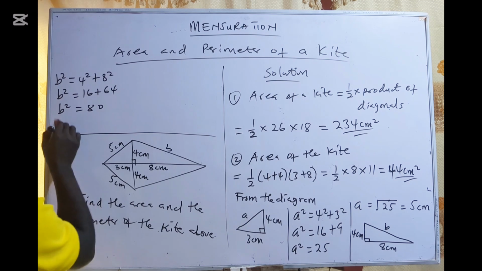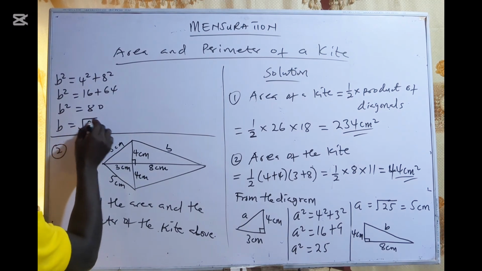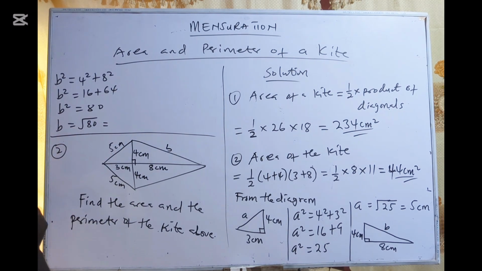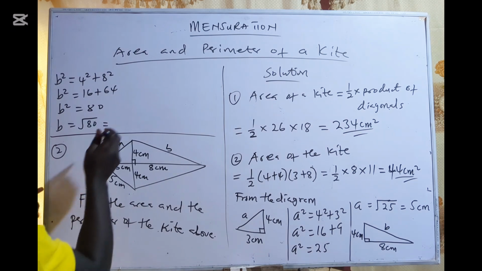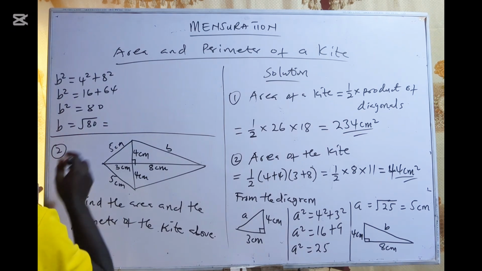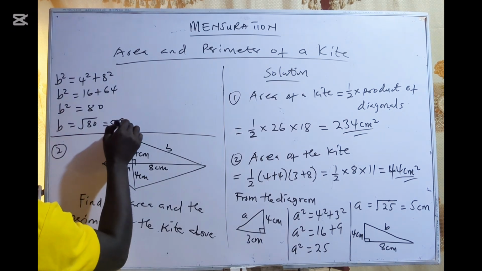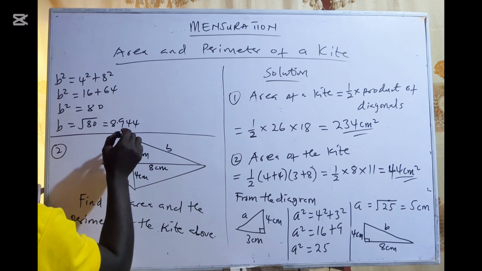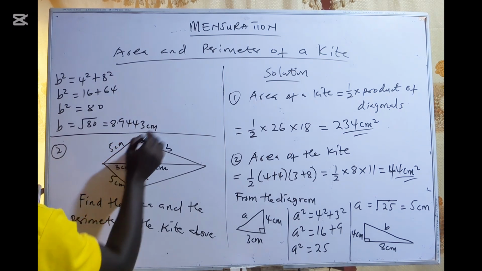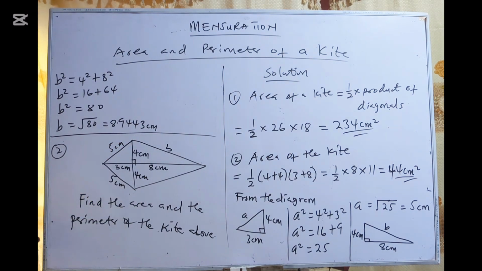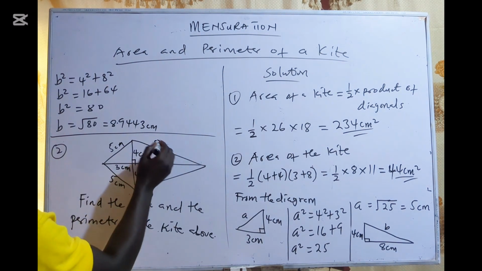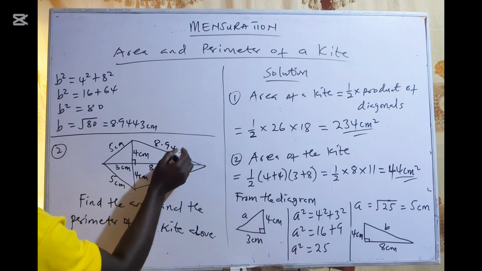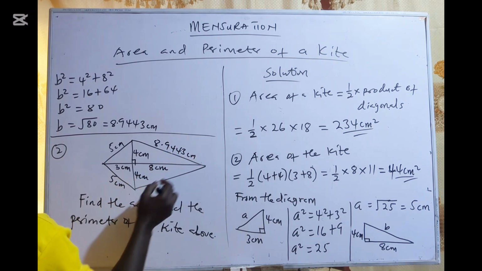Okay, and B will be equal to what? Square root of 80. So what will be the square root of 80? And that is 8.9443 centimeters. Alright. So it means that we are able to get here as 8.9443 centimeters. It will be the same as here.